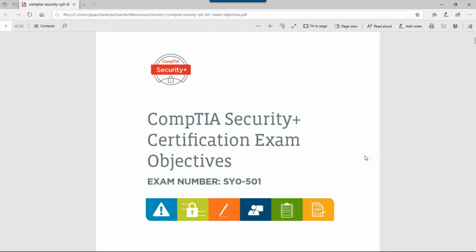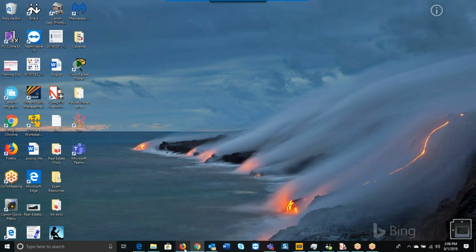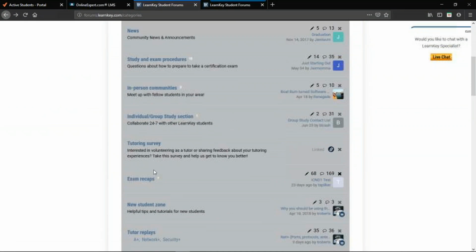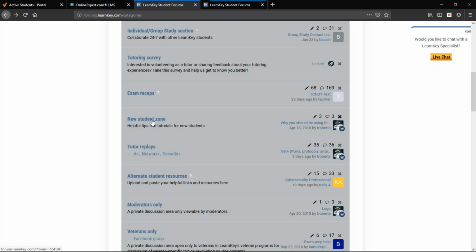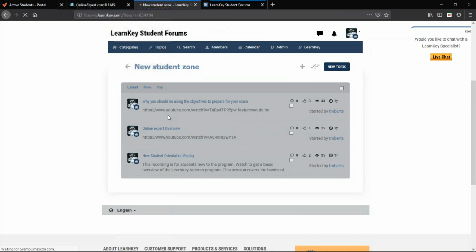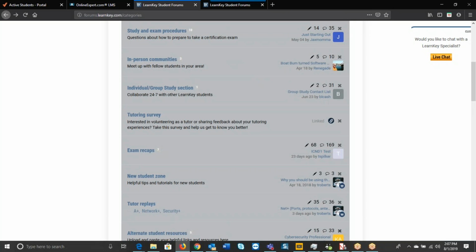With that said, I'm not going to go over the objectives. That's something that I do quite a bit, so you'll be able to see a breakdown of how to dissect the objectives and use them to prepare. If you go to the new student zone, there's a recording there that says why you should be using the objectives to prepare. So here's your new student zone, and then that video will be right up here. That'll walk you through how to use the objectives, why you should be using them, the information that's in there, and all that good stuff.